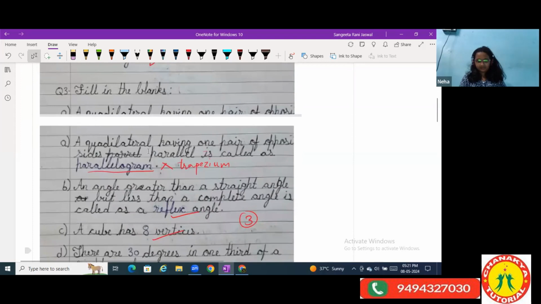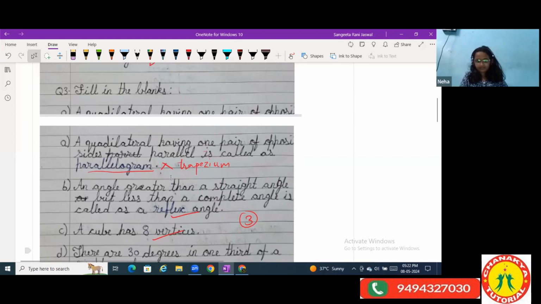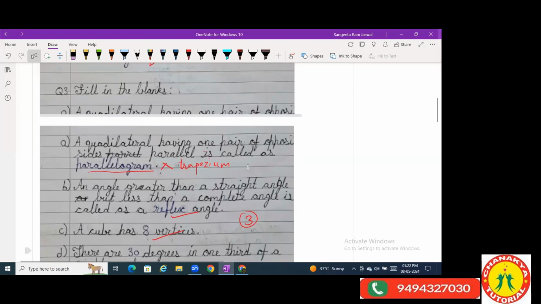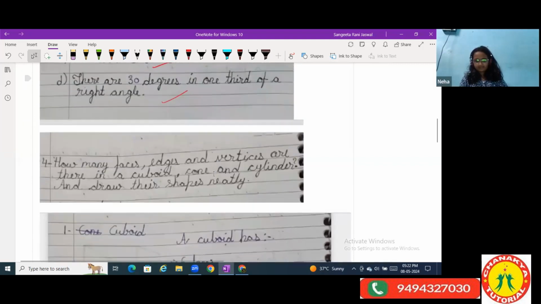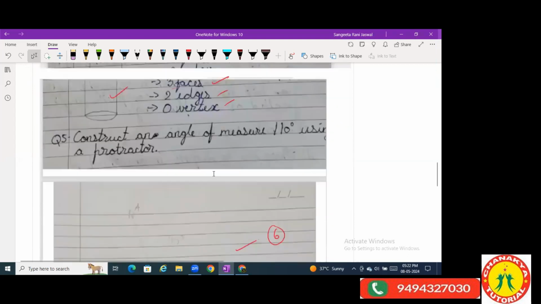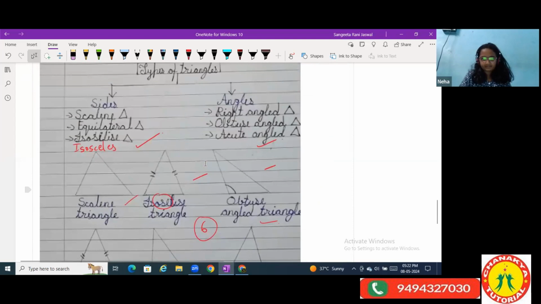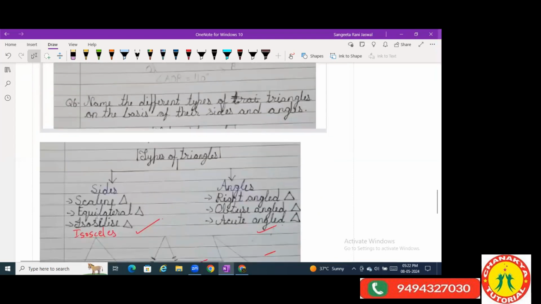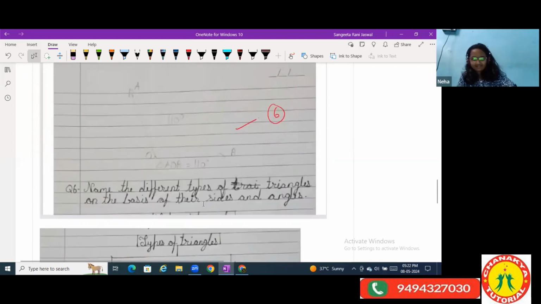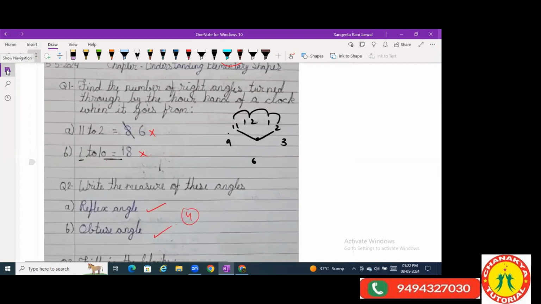And the next one is a quadrilateral having one pair of parallel sides. That's a trapezium, not a parallelogram, because in a parallelogram we have two pairs of parallel sides. Yes, everything else is correct. Check the spelling of isosceles. Okay. Now I show Lakshita.